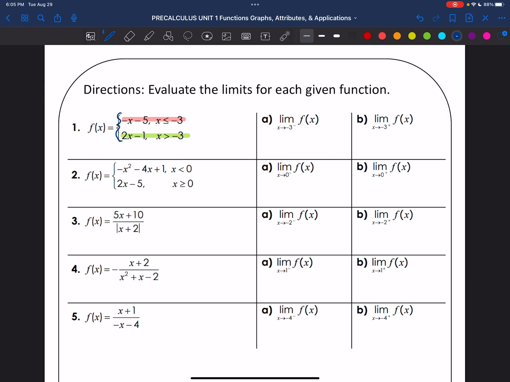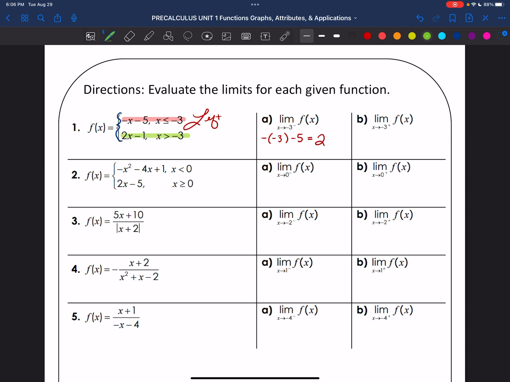We want to evaluate the limit of this function as x approaches negative 3 from the left. Well, that left side is right here. The left side is x less than negative 3. So what we can do algebraically is just substitute it in. What is negative negative 3 minus 5? Well, the opposite of negative 3 is positive, so that's 3 minus 5. The limit here is negative 2.